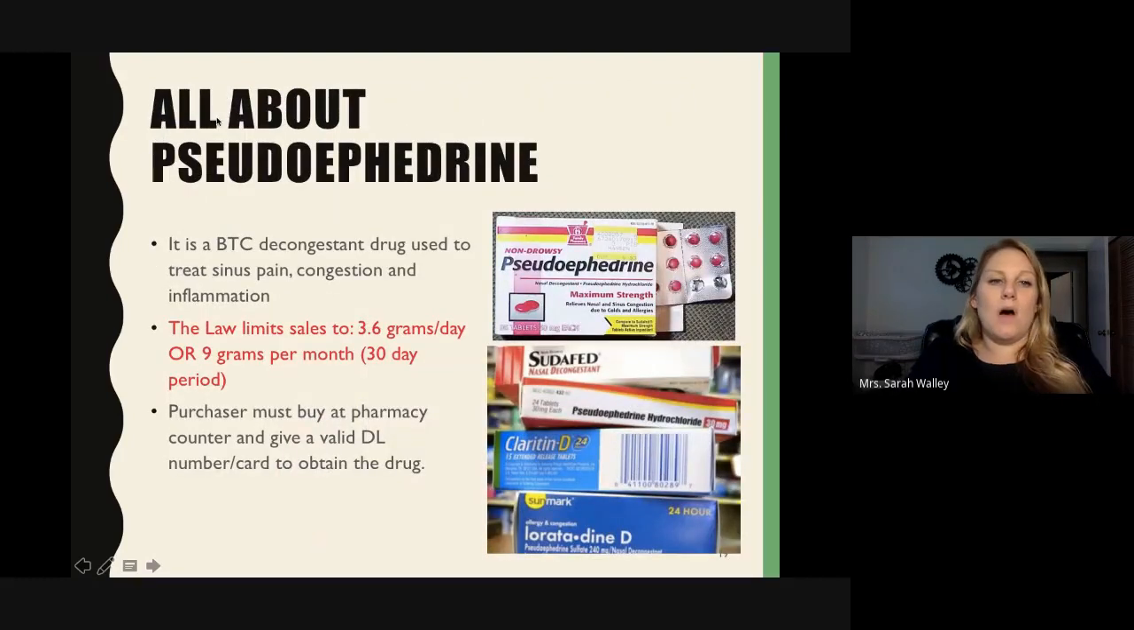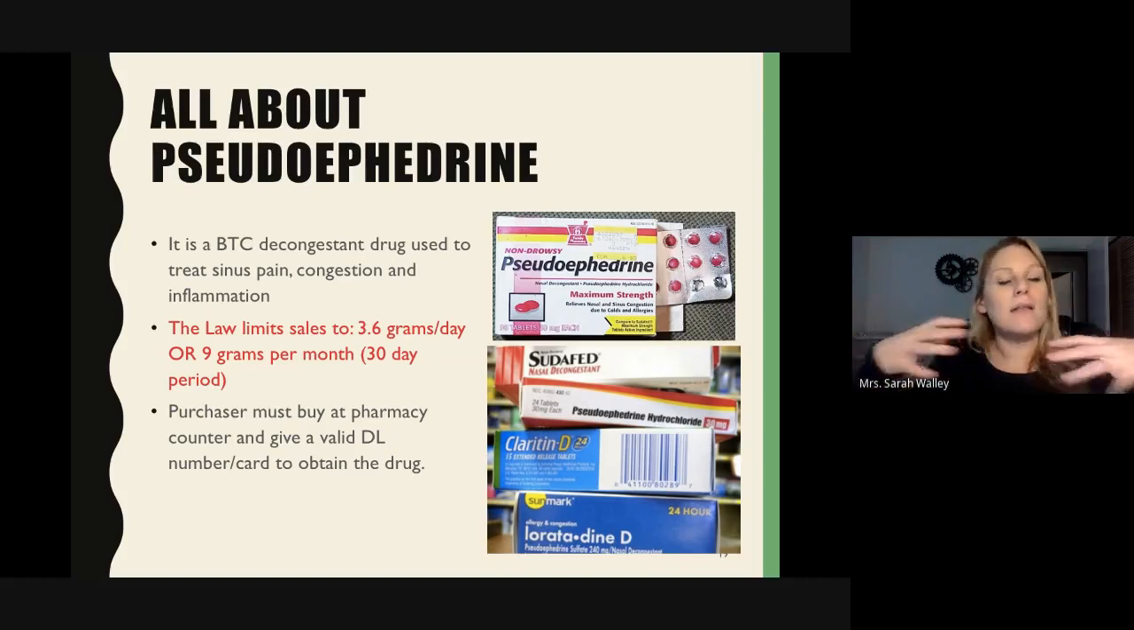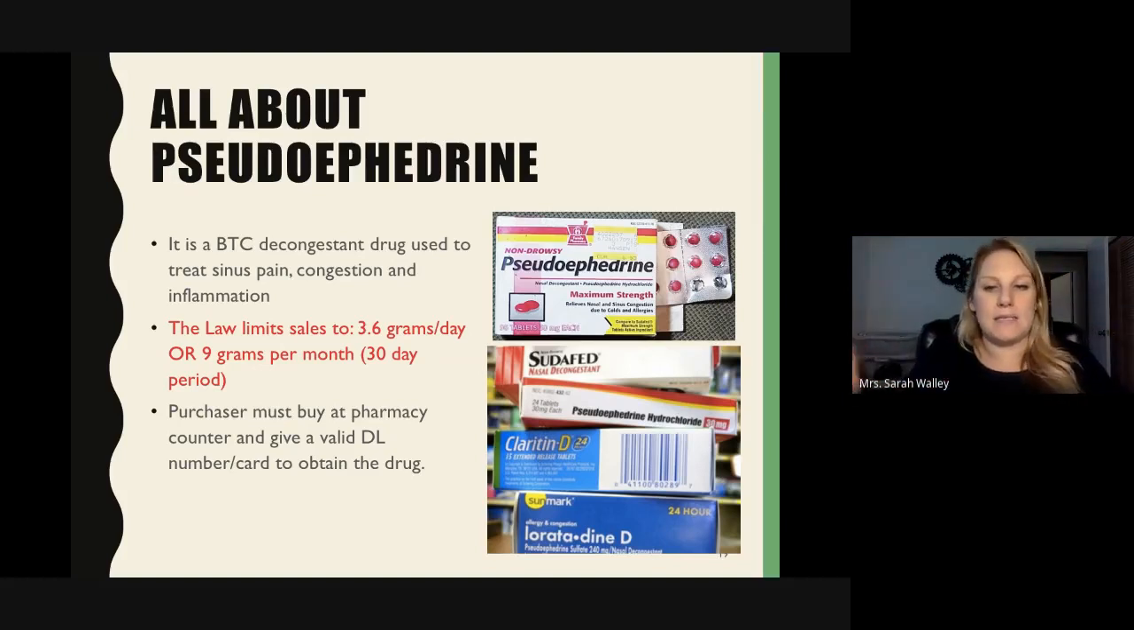And then all about pseudoephedrine. So it's a behind-the-counter drug called a BTC drug. So it's like an over-the-counter drug. You don't have to have a prescription. It's not a legend drug, right? But you have to buy it from the pharmacy itself. So you have to go up to the pharmacy and ask for it.